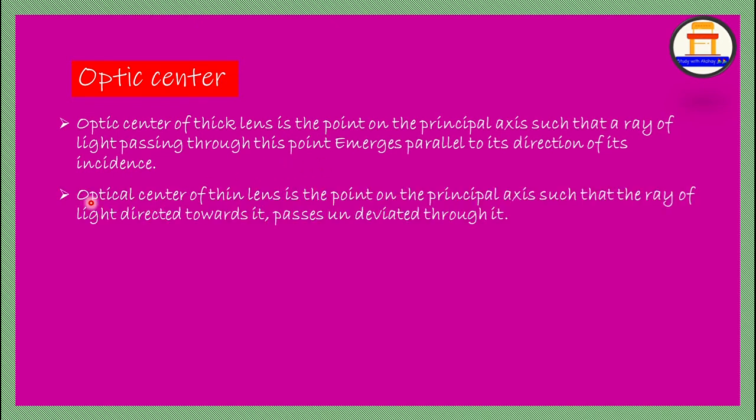Optic center for a thin lens is a point on the principal axis such that a ray of light directed towards it passes undeviated through it. What is undeviated? It passes through in a straight line. There is no change in the direction. Same thing, the definition remains the same for both thin and thick lens, only the way of expressing is different. That's it.